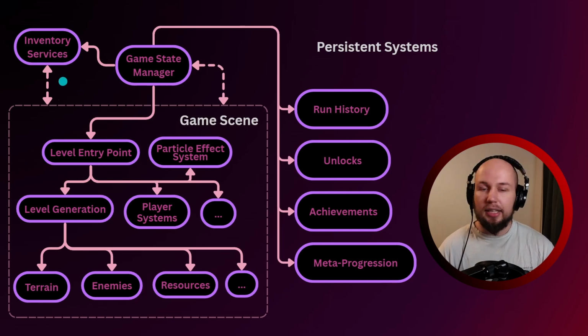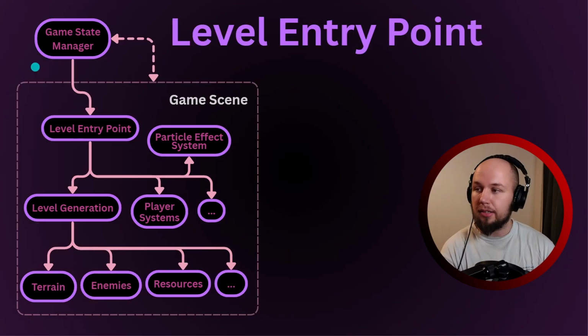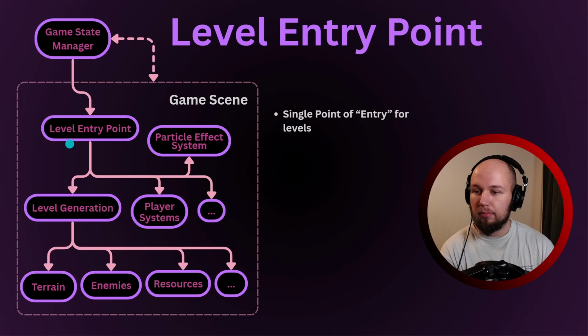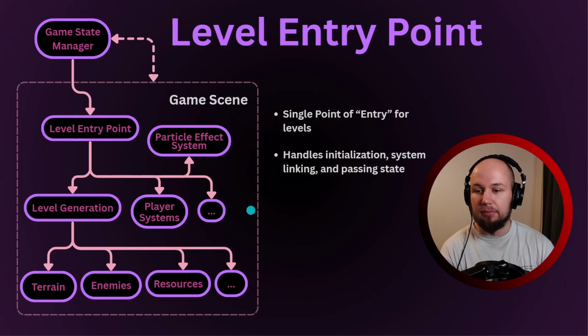So let's take a look at the level entry point in a bit more detail. Like I said, the game state manager, when loading a new scene, first interacts with the level entry point. And then the level entry point, it's basically a single point of entry. It's the only thing that needs to be called for a level to be initialized. And it handles initialization and linking all the systems together that need to be linked. And it's really good for preventing race conditions.